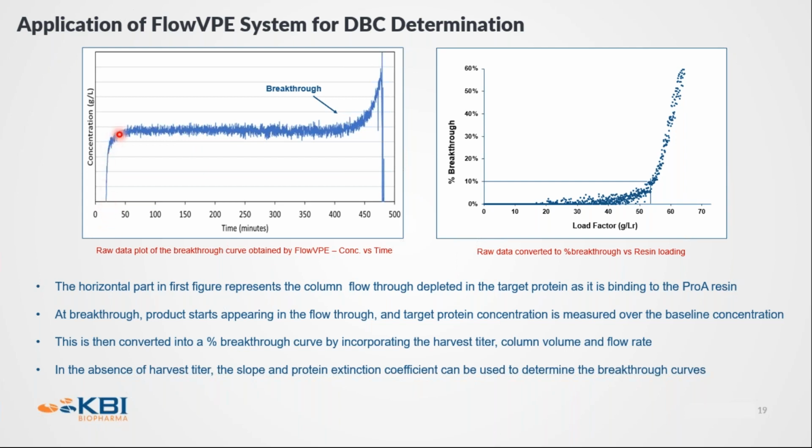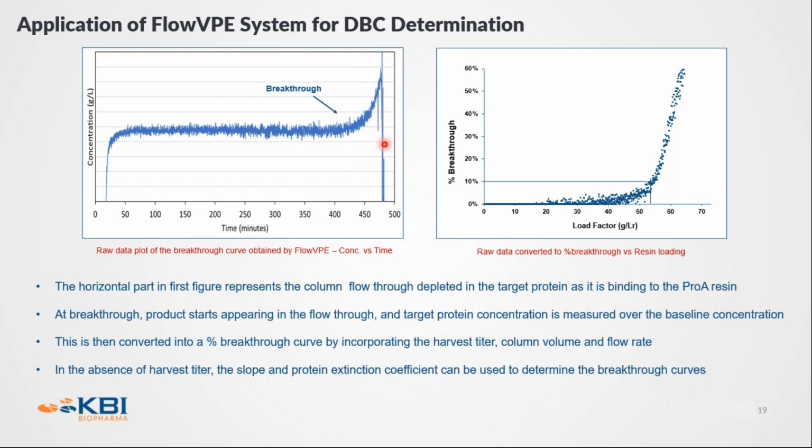You can see that this straight line is the baseline concentration, and it corresponds to all the impurities present in the feed stream. So this is the concentration of everything in the harvest except your target protein. And once your target protein starts breaking through, the concentration starts increasing above the baseline concentration. You just need to subtract the baseline value from any of these values to get the actual concentration of your target protein in the effluent stream.